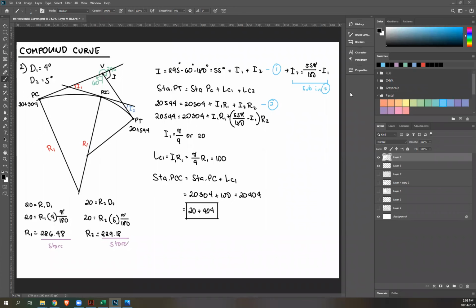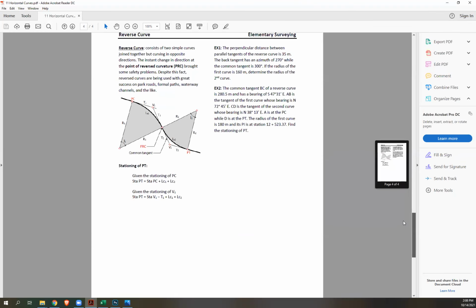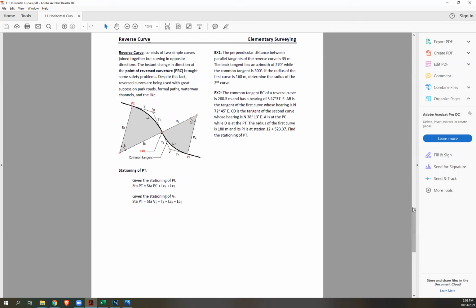Okay, no questions. Let's move on to reverse curves. Reverse curve. So a reverse curve consists of two simple curves joined together, but curving in opposite directions, as you can see here.